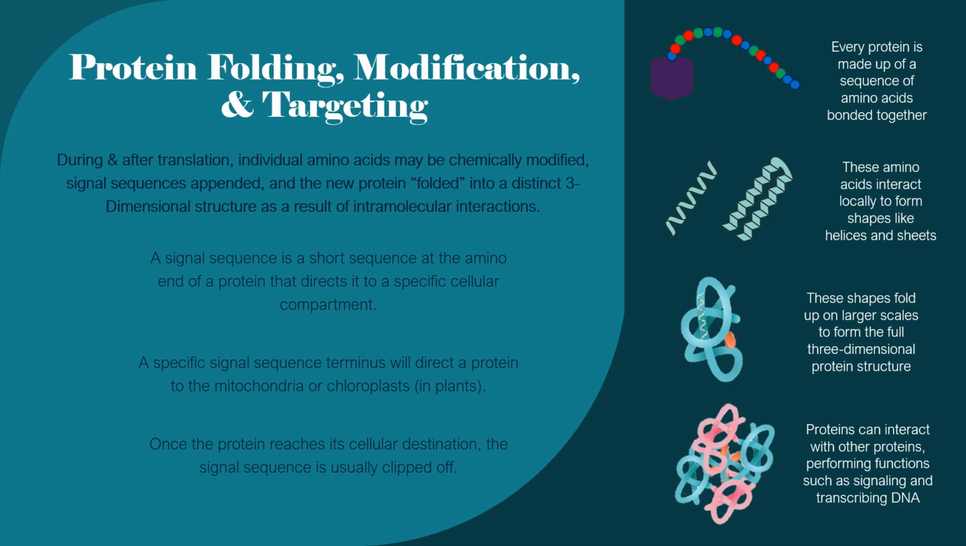So it says here, every protein is made up of a sequence of amino acids that are bonded together. These amino acids will interact together to form shapes like helices and sheets, okay? And then these shapes fold up on larger scales to form the full 3D protein structure. And then what you'll see happens is the blue is the protein we've been working on this whole time, but now you see some pink added in. And that's because proteins can interact with other proteins, performing functions such as signaling and transcribing DNA.